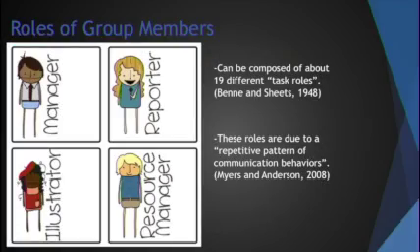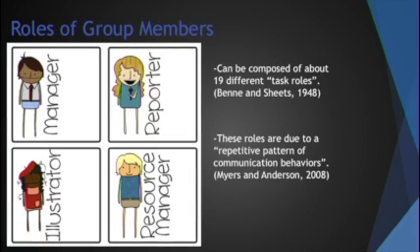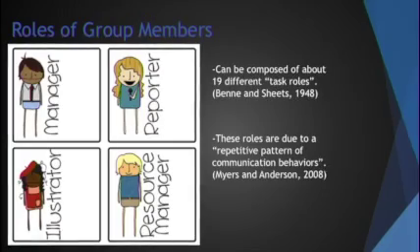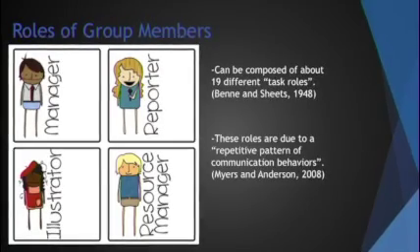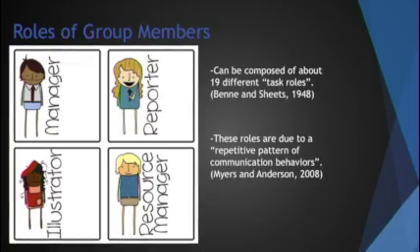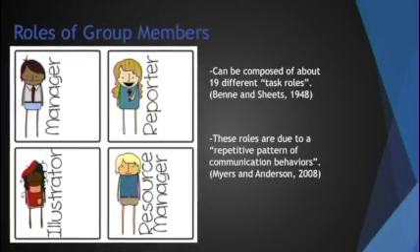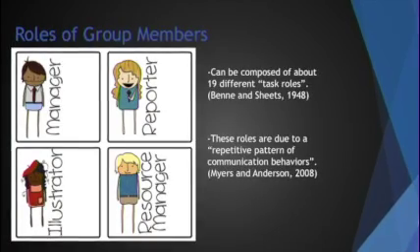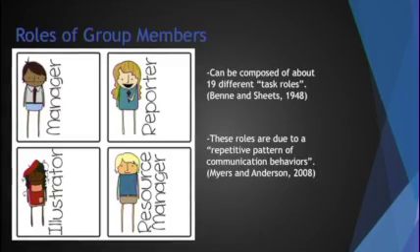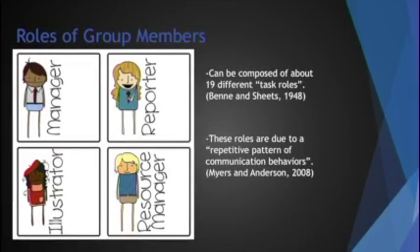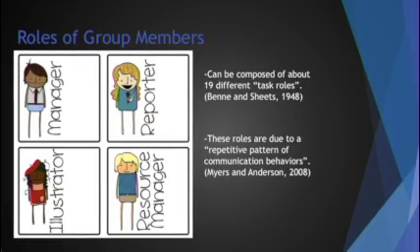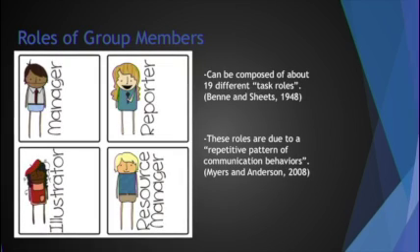The next layer of small group communication is how group members play certain task roles, as well as the building and maintenance of those roles. After a small group is formed, certain qualities that each member possesses are put towards certain tasks that they are supposed to do within the group, and this is based off of, quote, "a repetitive pattern of communication behaviors," as stated by Myers and Anderson, that are expected of each person in order to sustain and achieve the task at hand. The group can be composed of about 19 different task roles.